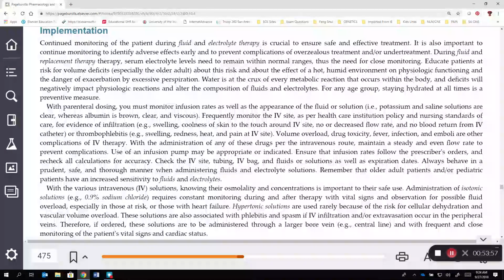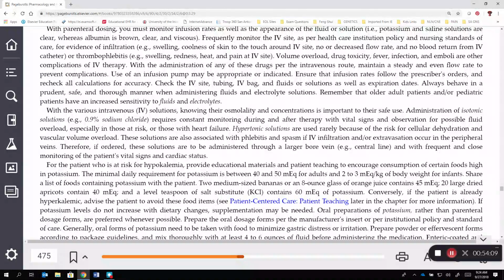All right, implementation, monitoring of your patient, especially the things you'll see for serum electrolyte levels, potassium, cardiac monitoring, sodium, neurologic monitoring. Frequently monitor the site, IV site, when you're infusing potassium.